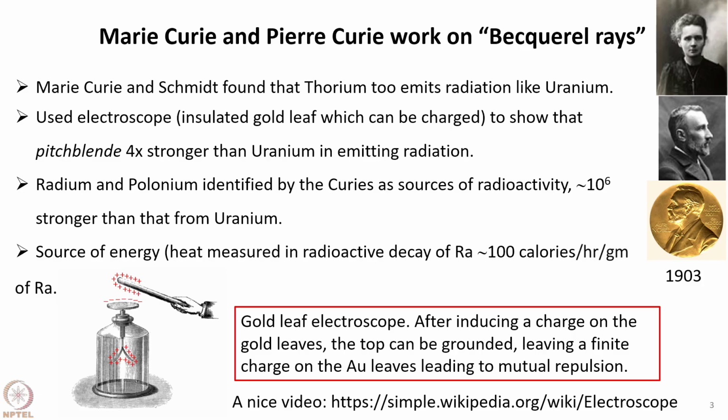So for this and some other works that they did, but mainly the isolation of the main ingredients of these Becquerel rays, they were awarded the Nobel Prize in 1903. So the two Curies, Marie Curie and Pierre Curie, shared the Nobel Prize in Physics with Becquerel.